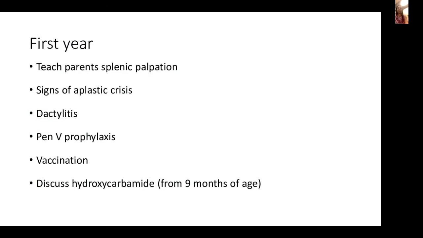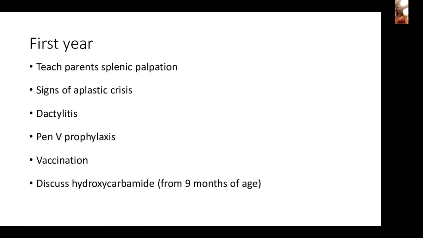Really stress to them that the penicillin prophylaxis is vital, because the life expectancy of sickle cell patients has really increased, and one reason for that is penicillin, because that's reduced the rates of overwhelming pneumococcal sepsis, the highest incidence of which is in the first 5 years of life. So that's why it's crucial that in the first 5 years, please give the penicillin V prophylaxis.